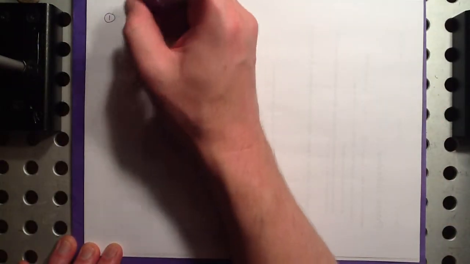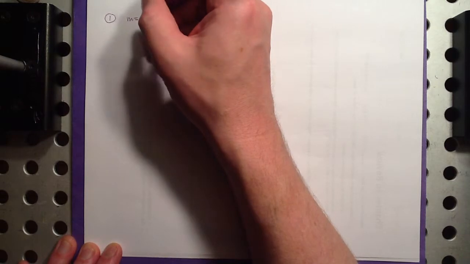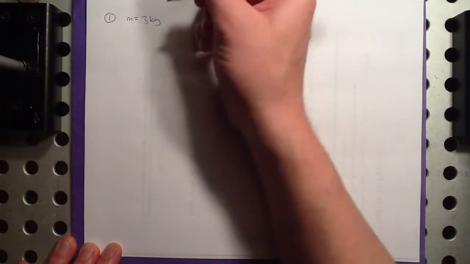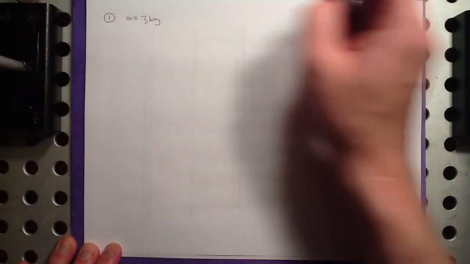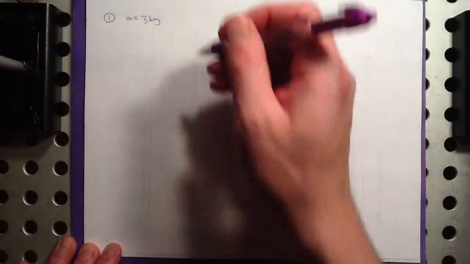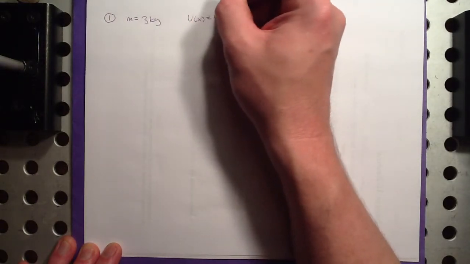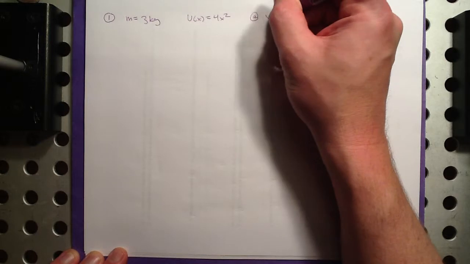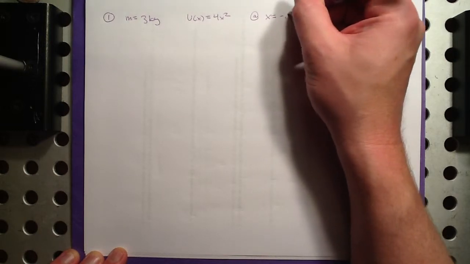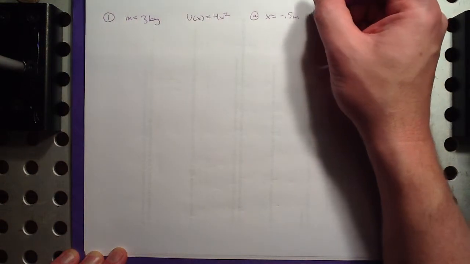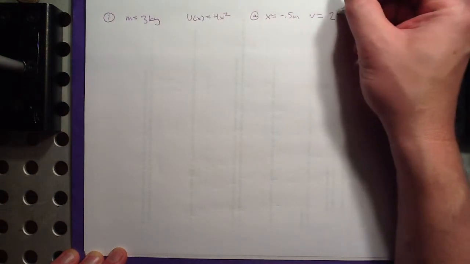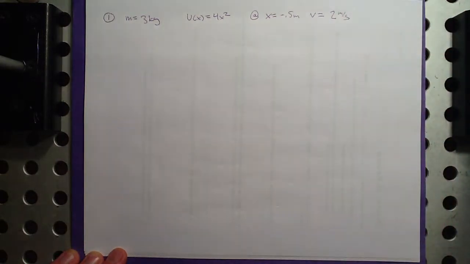We are given in this problem an object with a mass of 3 kilograms, and it's moving along an x-axis, so a rectilinear motion, just back and forth, in a region where its potential energy is given by the function U equals 4x squared. U is in joules, x is in meters, so everything is SI units. And we know that when the object is at negative 0.5 meters, velocity is equal to 2 meters per second. That's also given.